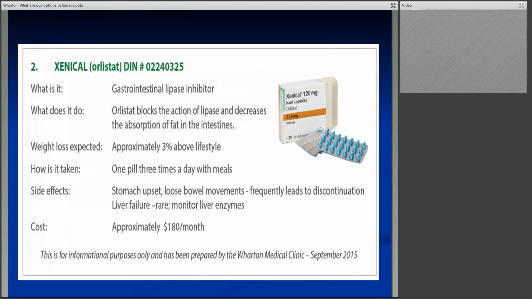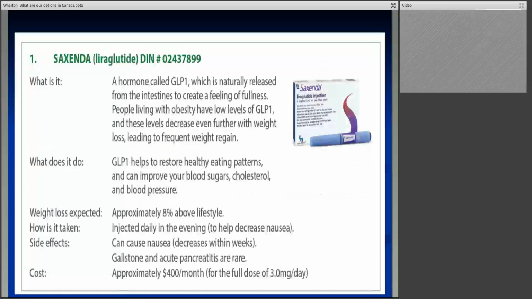Here is the blown up section in terms of how Xenical works. As I said, it's about a 3% weight loss, and there's loose bowel movements that occur. And unfortunately, many patients cannot stay on this medication over the long term. And Saxenda or liraglutide, as I stated, it's a hormone called GLP-1, which is released naturally from the intestines to create a feeling of fullness.